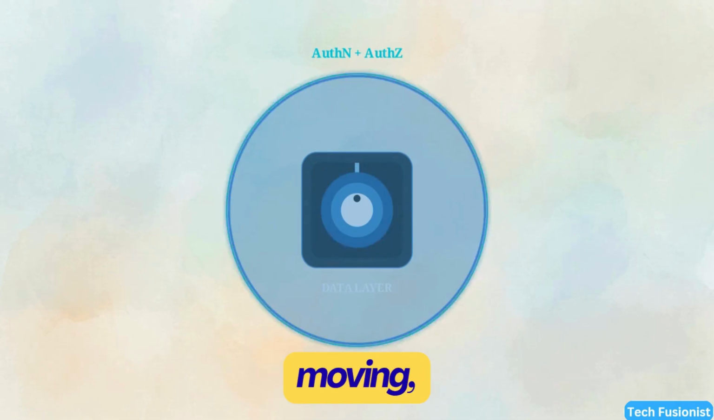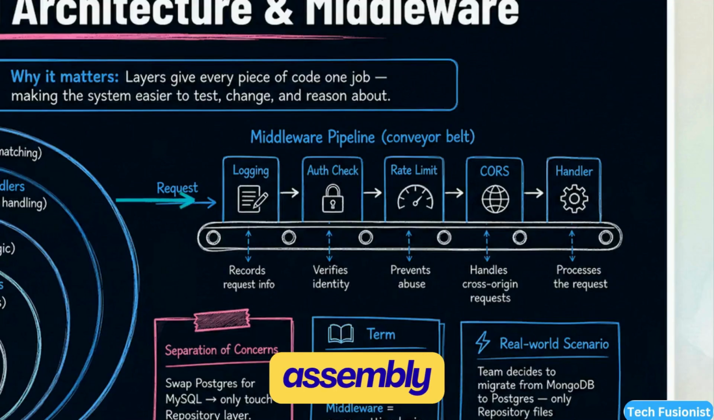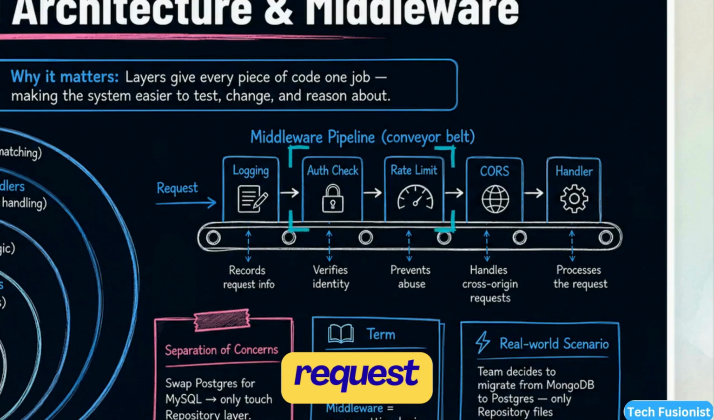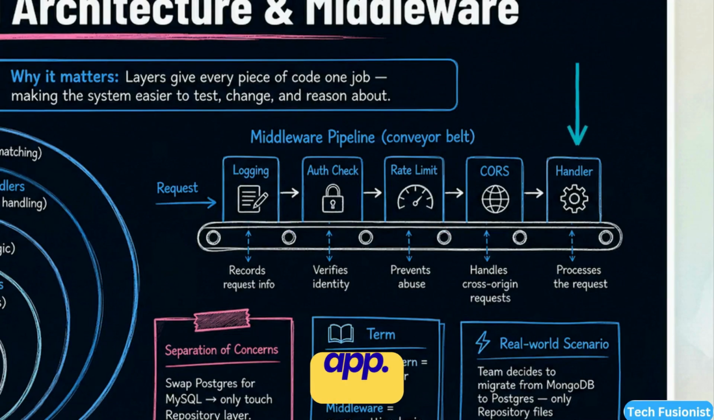To keep things moving, requests pass through an automated assembly line called a middleware pipeline. This diagram shows how the system automatically checks every incoming request for identity and safety before it ever reaches the core logic of the app.